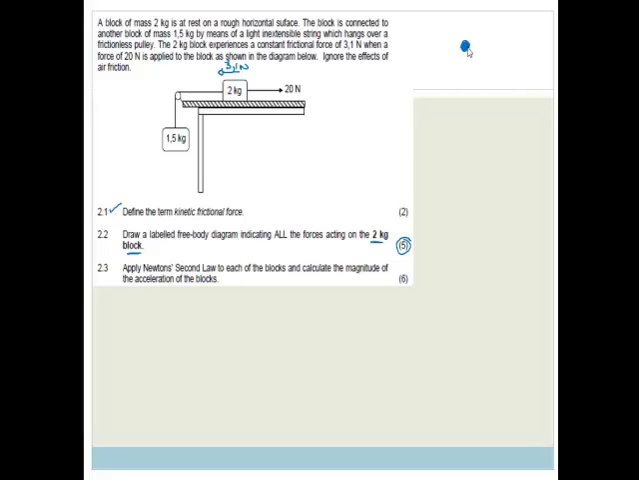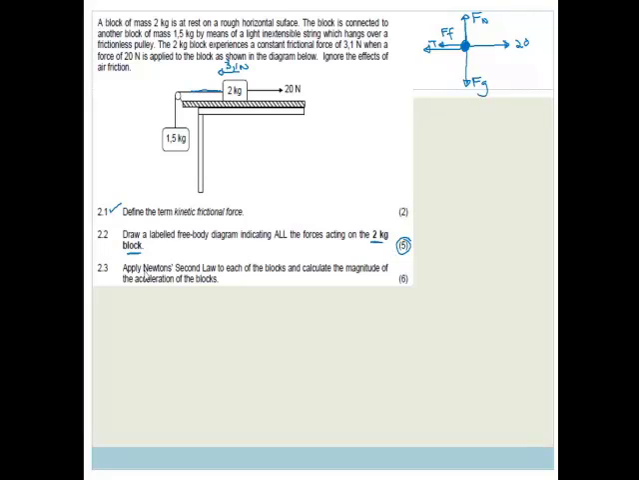So let's think about it. Do you agree that we've got the applied force of 20 newtons? There is the force of gravity and the equal and opposite normal force, F normal. There is the tension in the string, there. And we've got the force of friction. 1, 2, 3, 4, 5. There we go. We're sorted.